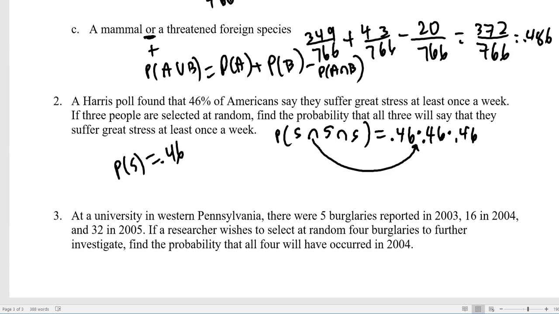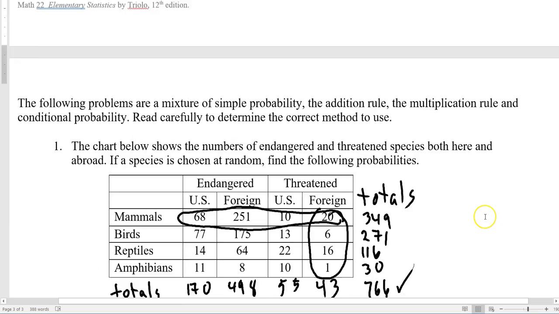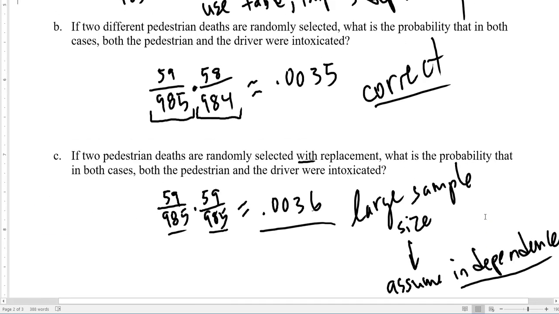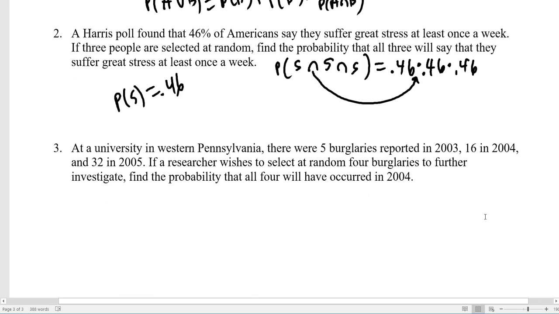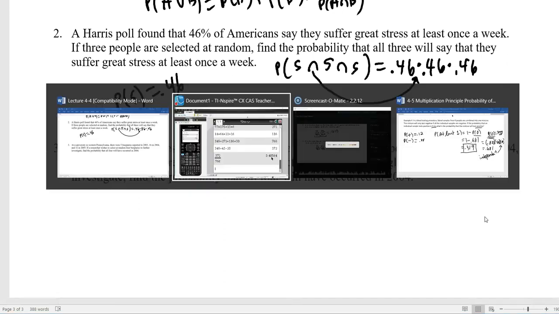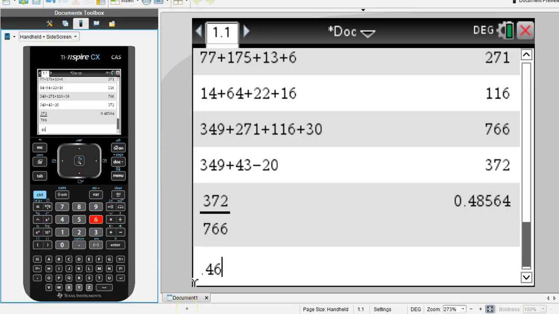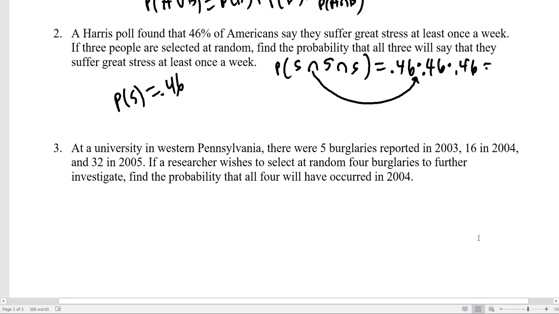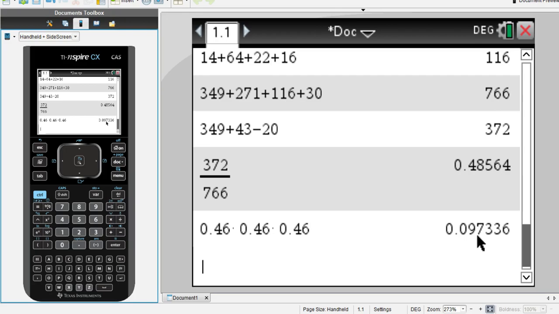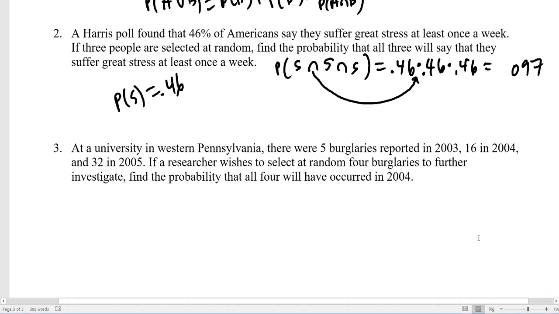So we have a large enough sample size that we assume independence, just like we said in that last example right here. Large enough sample size, we get to assume independence. It doesn't make that big of a difference. That was only 900-something people. This is all Americans, right? So 0.46, 0.46, 0.46. That's 0.0097. Technically, if you want to go third decimal place, 0.097. All right.